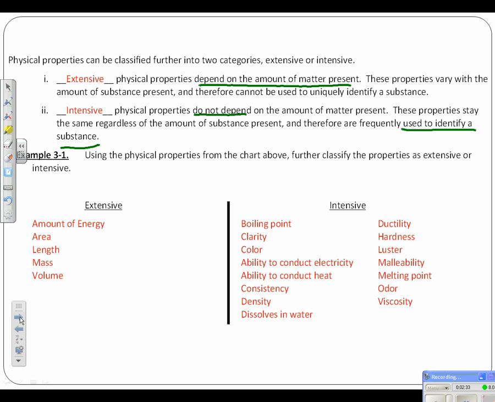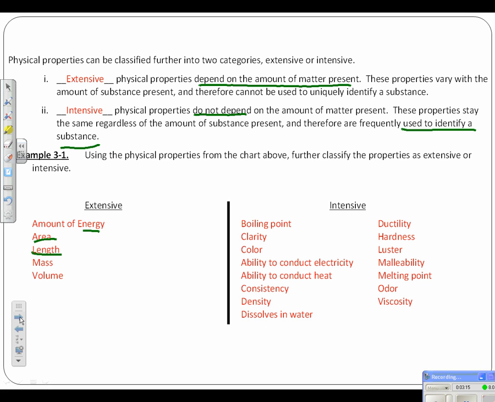Then it says example 3.1. It's actually example 2 on the bottom right of your notes there, and we've gone ahead and separated them for you. But you can see the extensive properties. If I give you a gallon of gasoline, it's going to have a certain amount of energy. If I give you 10 gallons of gasoline, obviously it's going to produce more energy. If I give you a yard of yarn, and then I give you 35 yards of yarn, obviously you can make an object with a bigger area. 35 yards is bigger than 1 yard of yarn.